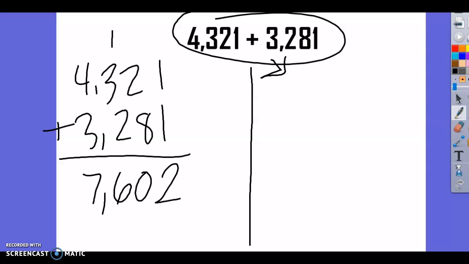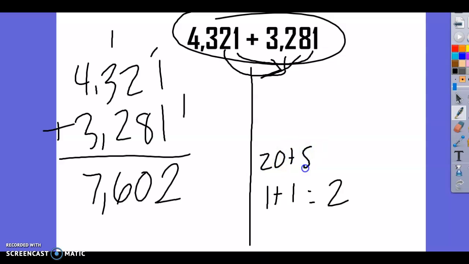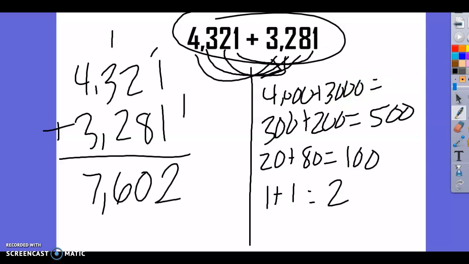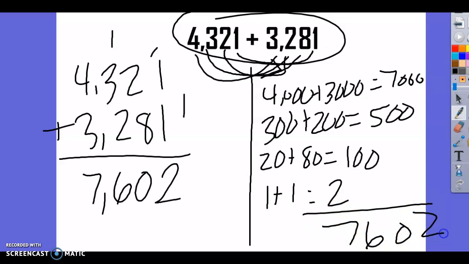So when we do it by place value, let's start with our smaller value first. Let's start with our ones place. So 1 plus 1 is good, 2. 20 plus 80 equals 100. Then 300 plus 200. What's 300 plus 200? Good, 500. And then 4,000 plus 3,000. That equals to what? Good, 7,000. So good, we have our answer. So when we add this up, we'll get 7,602 as our answer.